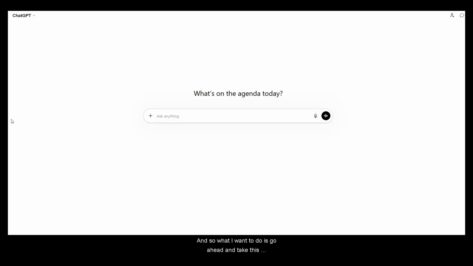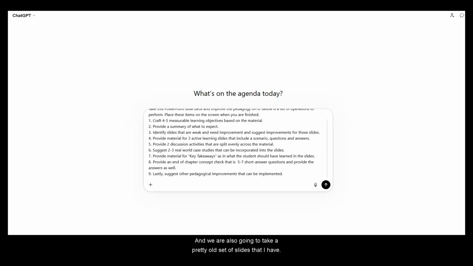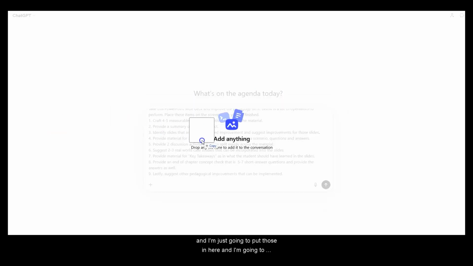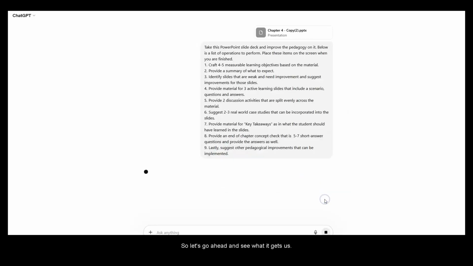And so what I want to do is go ahead and take this prompt that I've already built, and I'm going to paste the prompt here. And we are also going to take a pretty old set of slides that I have. These came about 5 years ago, and I'm just going to put those in here. And I'm going to have the AI go through this and clean up the pedagogy. Tell me what's going right, what's going wrong, improvements that can be made. So let's go ahead and see what it gets us.